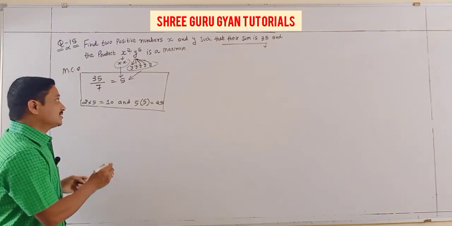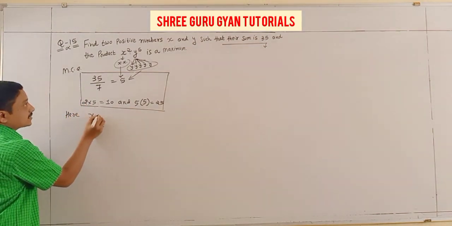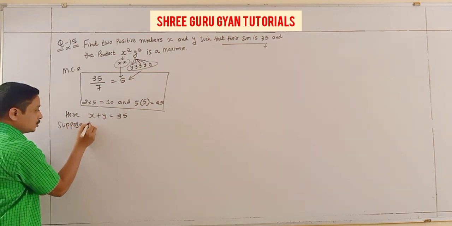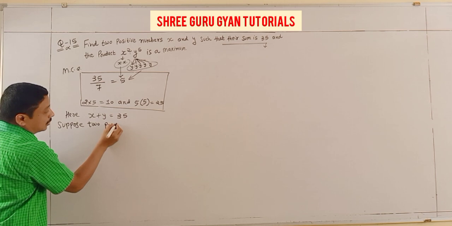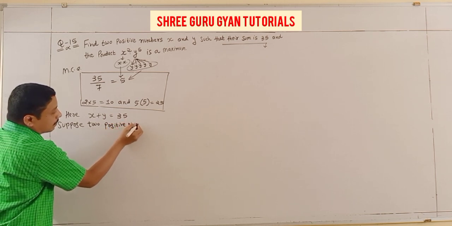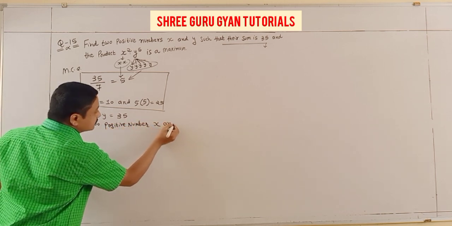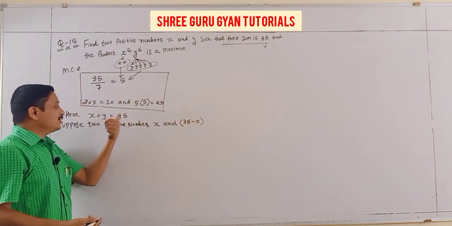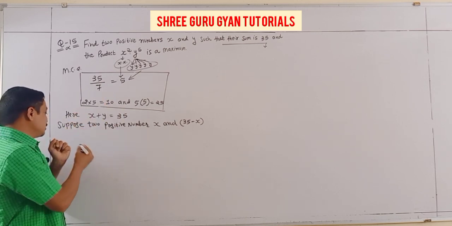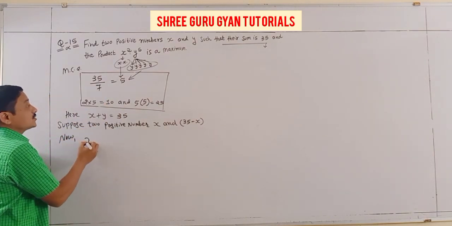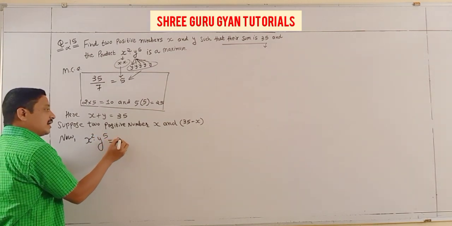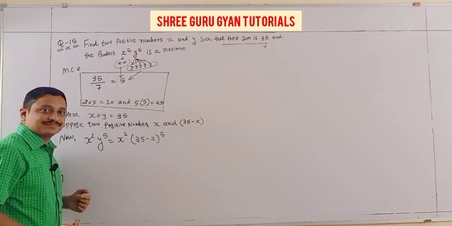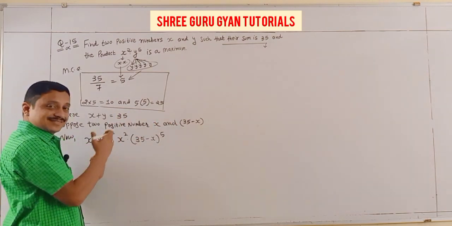Now I go to method wise. Here x plus y summation is 35. So suppose we choose the positive number x, and the second one, what? Yes, 35 minus x, because y is equal to 35 minus x. And I want which form? x square y raised to 5. x square times y, which is 35 minus x raised to 5. y will be 35 minus x.